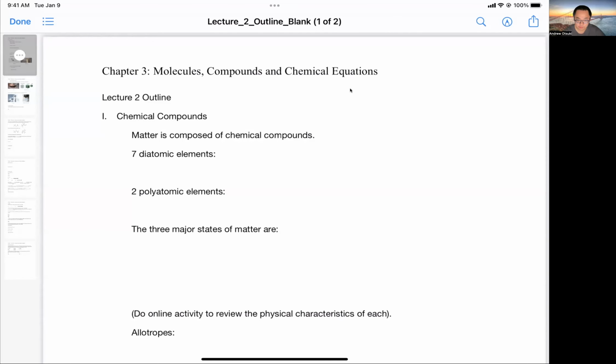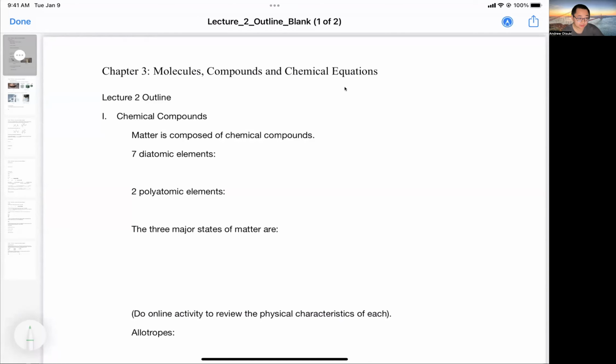Okay, today we will be talking about molecules, compounds, and chemical equations. So let's get started. In the world, there are 7 what we call diatomic elements. So there are elements on the periodic table that exist as diatomic molecules. So they're chemical species that are made up of the element, but are chemically bonded together.